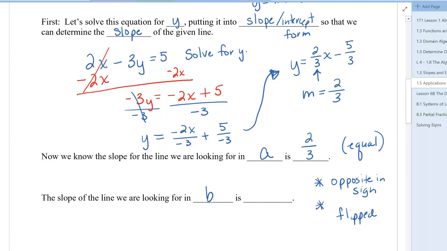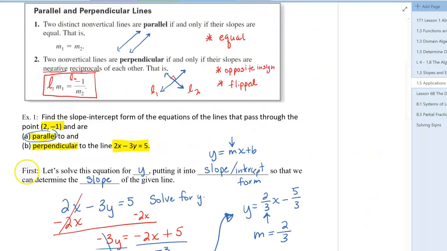So the slope of the given line is positive. So the slope of the line that we're looking for in B, the line that's perpendicular, is going to be negative. And the slope of the given line is 2/3, so we have to flip that upside down and make it 3/2. So that would be negative 3/2, putting that together.